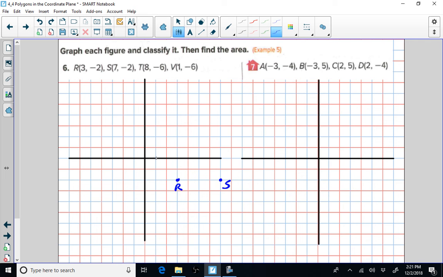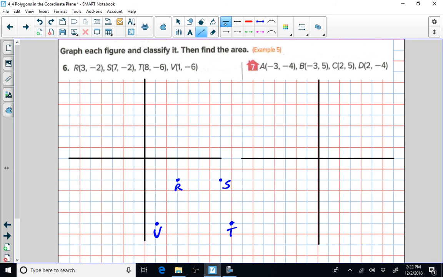8, -6 is over 8, 2, 4, 6, 8, 2, 4, 6, 8, -6 would be here. And then we have 1 and -6 would be over 1, down 1, 2, 3, 4, 5, 6. There's 1, -6, and that would be V. And I forgot to label that T.